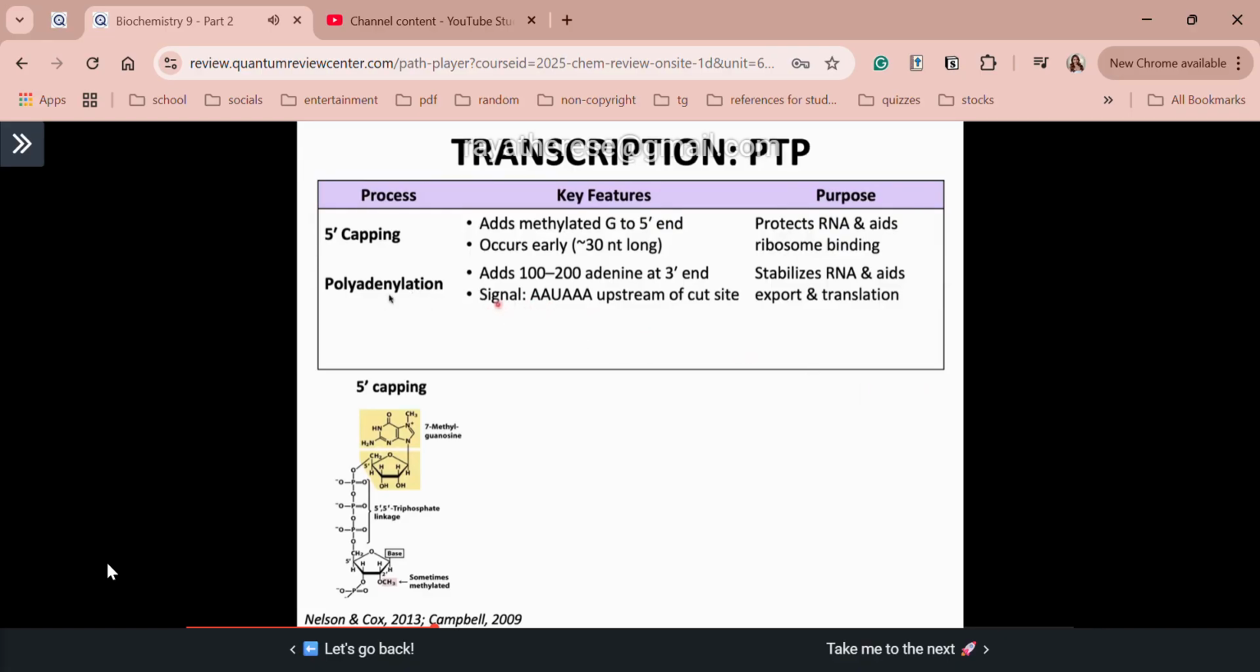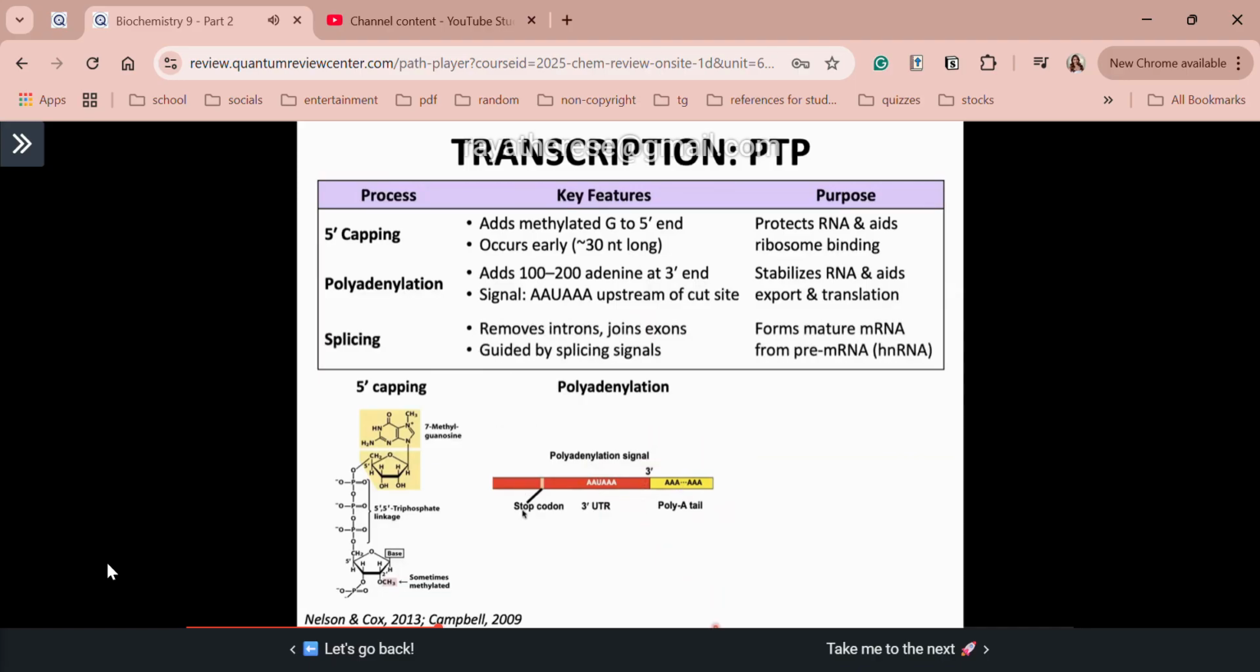Again, it uses your signal from the termination, of course the AAUAAA upstream of the cut site. So here is your signal. And of course, after the signal is the addition of your 100 to 200 adenine nucleotides. Alright, so for our last PTP, we have your splicing.